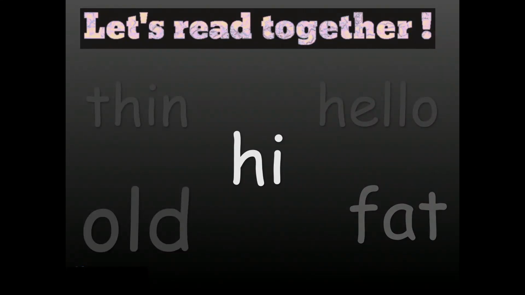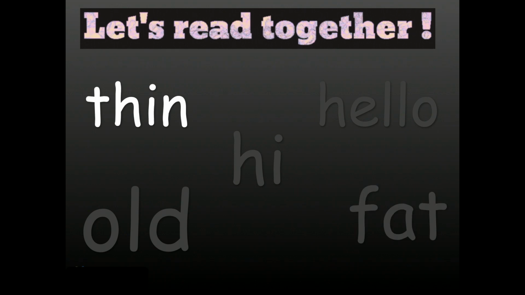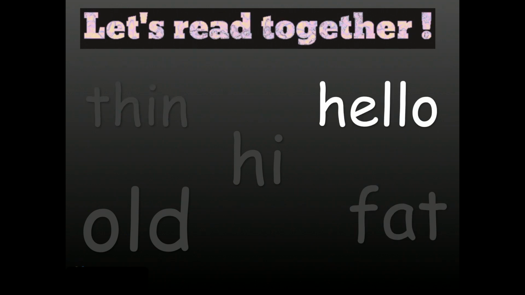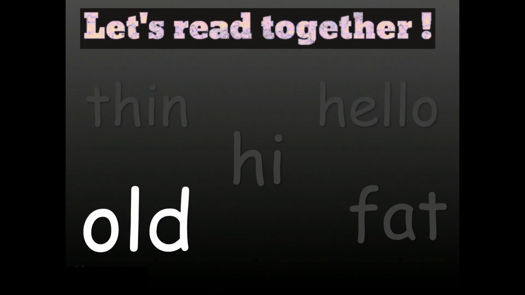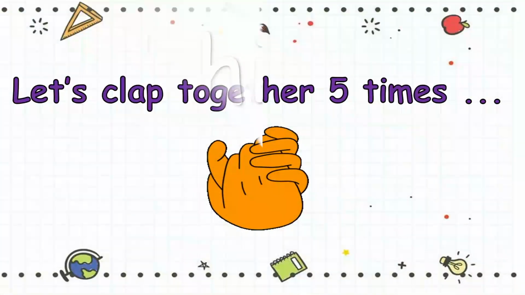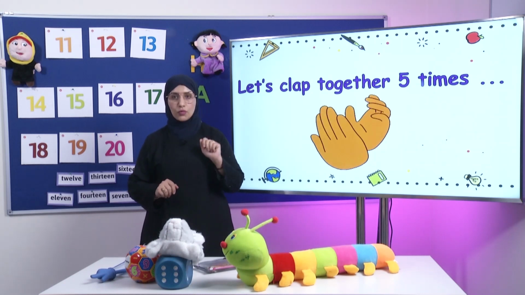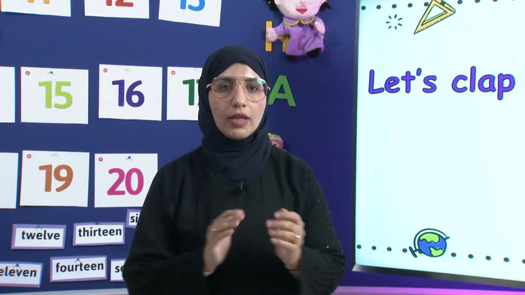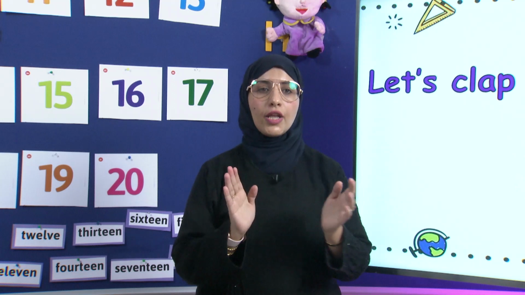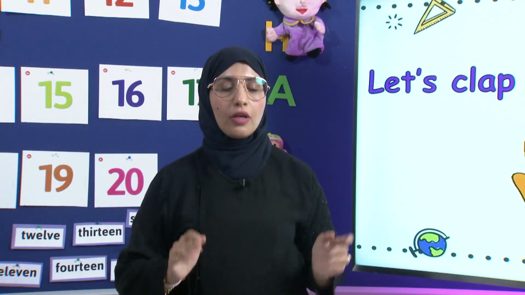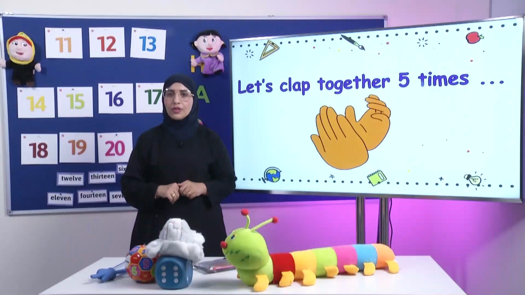Hi, fat, thin, hello, old. Now, you will clap your hands with me 5 times. Ready? Let's do it. 1, 2, 3, 4, 5. Good job, you did it.